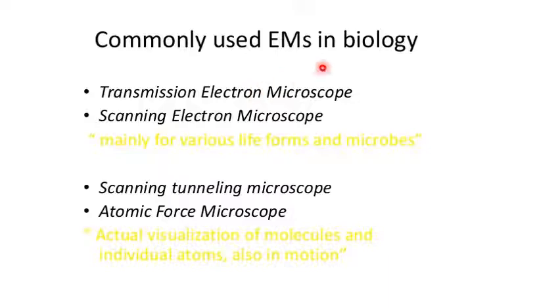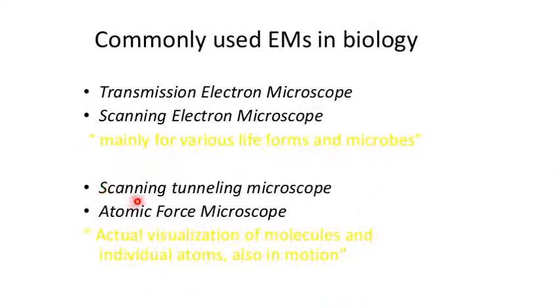Commonly used electron microscopes in biology and in material chemistry are the same. The transmission electron microscope, which is also called TEM, and the scanning electron microscope, the short form is SEM. Mainly for various life forms and microbes, for living materials and microbes, as well as inorganic material, they can be studied.